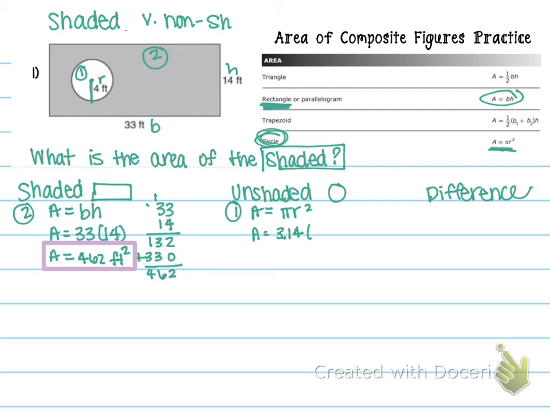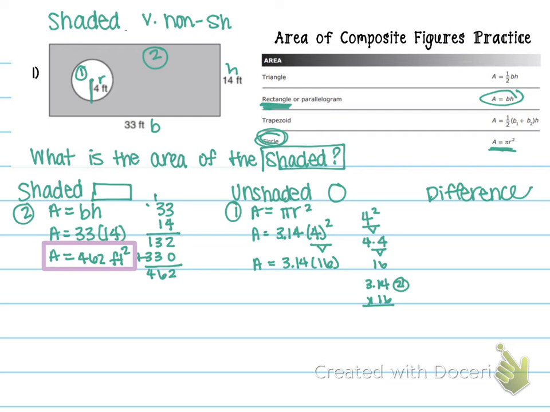We're going to plug in r, which is 4 squared. Our first step right here is 4 squared. 4 squared does not mean 4 times 2. It means 4 times 4, which is 16. So here we have area equals 3.14 times 16. Okay, so 3.14 times 16.